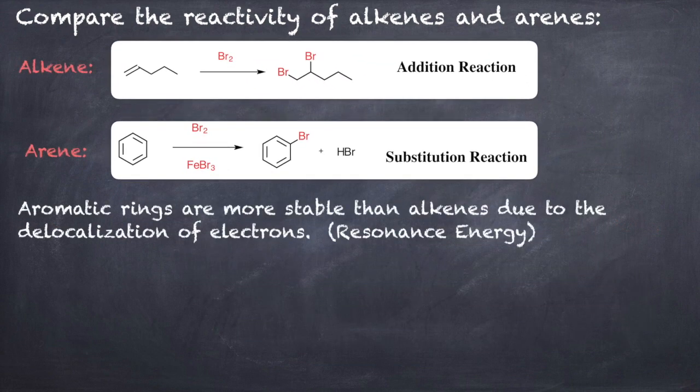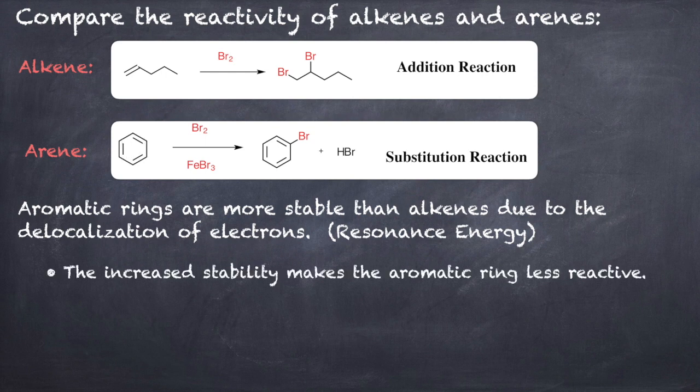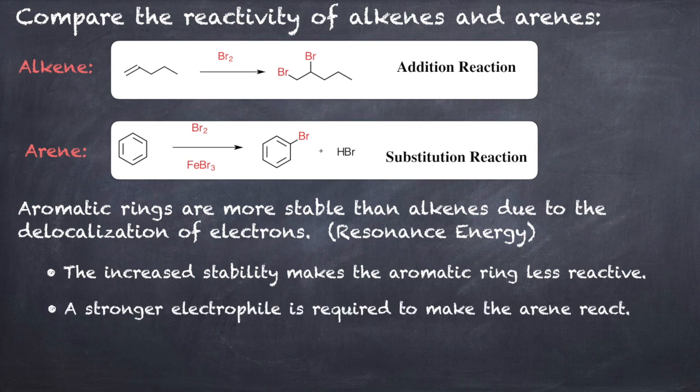So what is the reason for this difference in chemistry? Well, aromatic rings are more stable. We've talked about that before. They're more stable than alkenes, and that's because of the high degree of delocalization of electrons in the ring. We call that resonance energy. That makes an aromatic ring more stable, meaning lower in energy, and since it's more stable, it's less reactive. You therefore need a stronger electrophile. So the ferric bromide is a catalyst that itself is not the electrophile, but its presence allows a stronger electrophile to be produced.